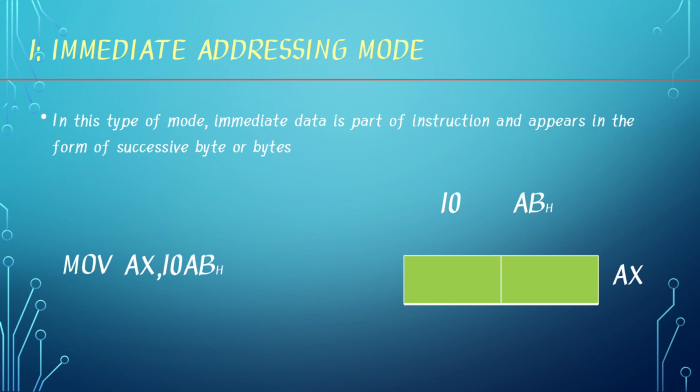For example, MOV AX, 10ABH. Here, AX is a 16-bit register and 10AB is 16-bit data. Before execution, the AX register is empty. After this instruction is executed, the 10AB data is moved to the AX register. AB is moved to the AL register and 10 is moved to the AH register. So the data is directly initialized within the instruction. That is the immediate data.